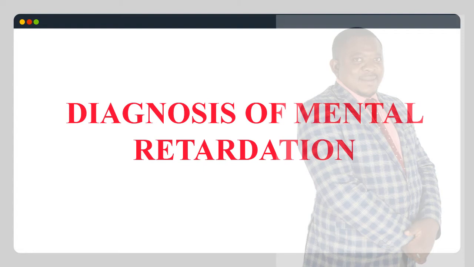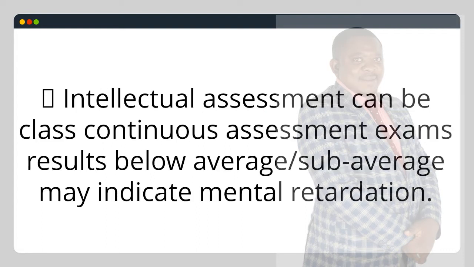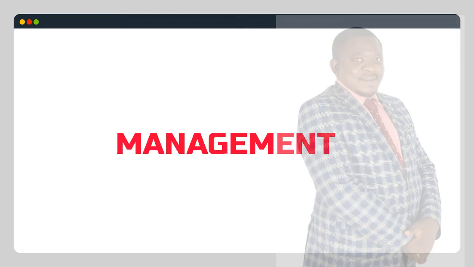Diagnosis of mental retardation. Diagnosis is made using intelligence quotient, IQ, and developmental assessment. Intellectual assessment can be class continuous assessment; exam results below average, sub-average, may indicate mental retardation. Developmental assessment includes neuromuscular examination which will reveal retarded neuromuscular function, flaccid muscle.